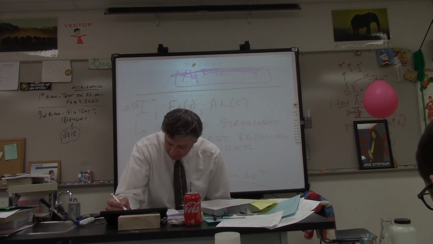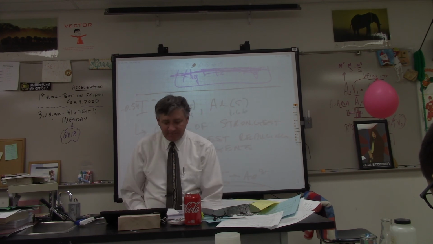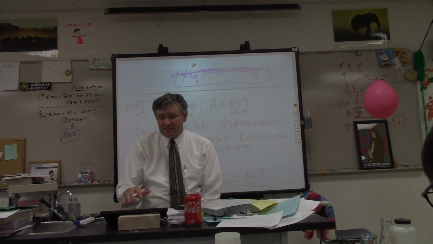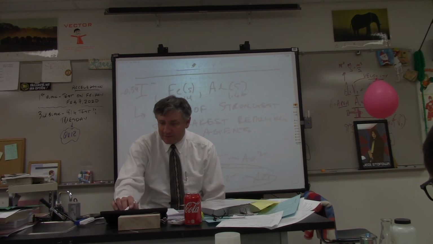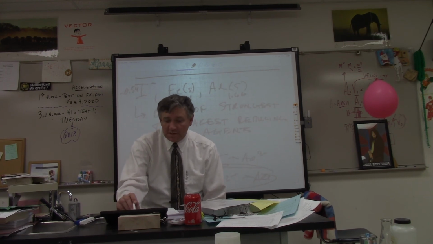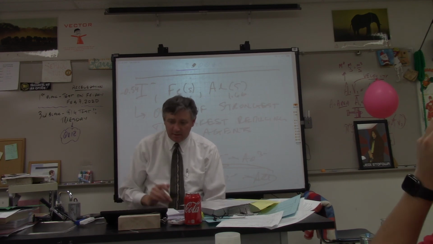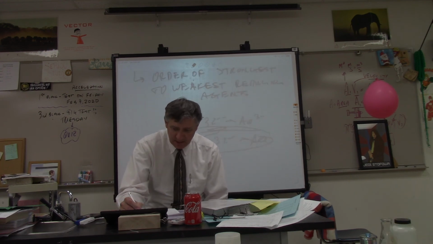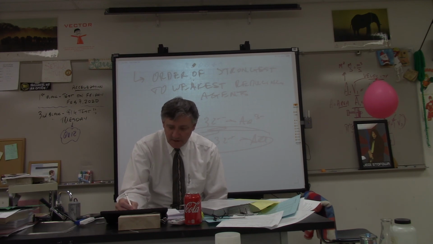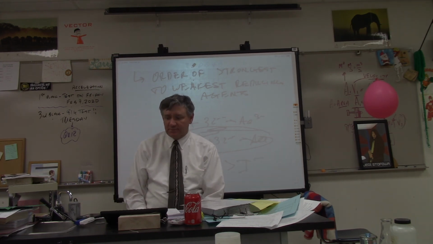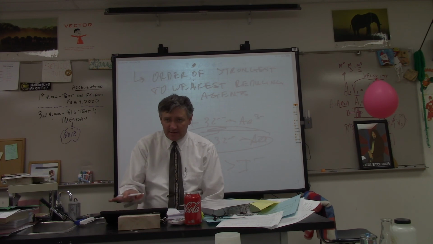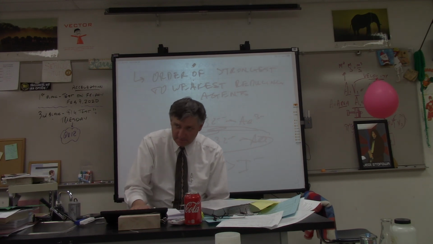And then the same thing with aluminum, which is 1.66. Okay? So if this is the case, which one of these is going to be the strongest reducing agent? The aluminum, because that's going to be most likely to give up the electrons. Then what? Then the iron. And then the iron, and then the iodide, I minus. Okay? Does that now kind of begin to make sense?